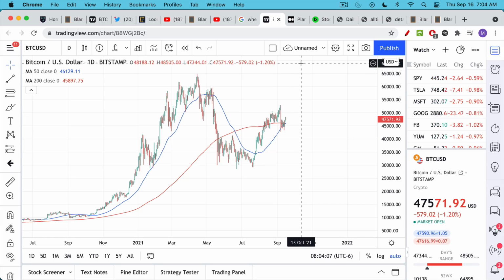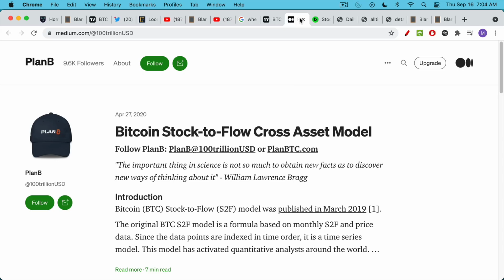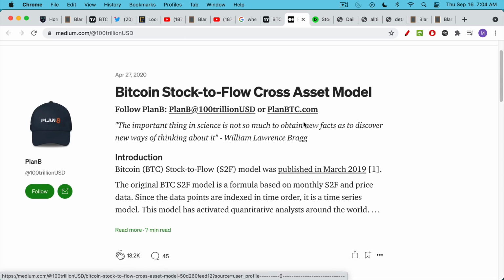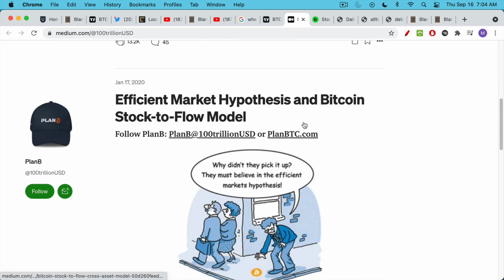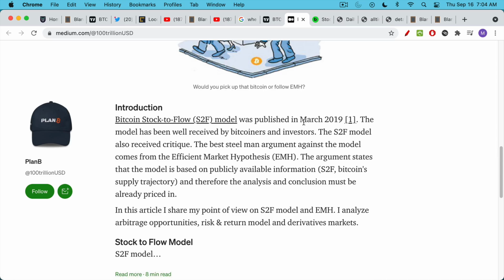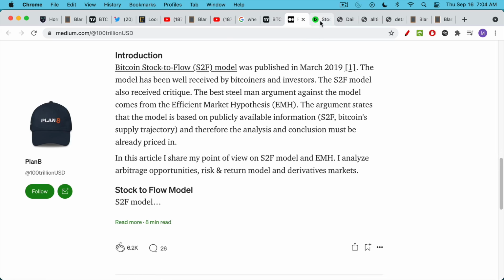The other way I look at this is, of course, using Plan B's models. He's got a couple articles on Medium that you can check out. He's got the Bitcoin stock to flow cross asset model, which is predicting a high somewhere around $288,000 in this cycle. And then he has an earlier model that has a slightly lower target.